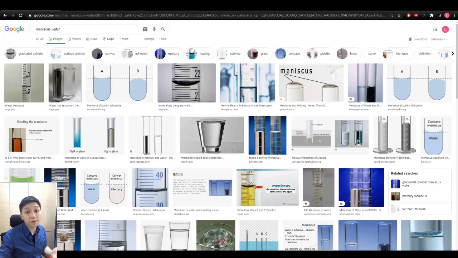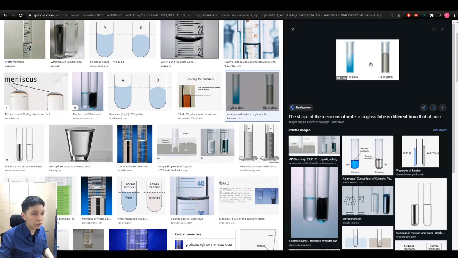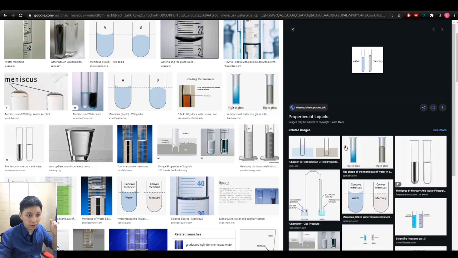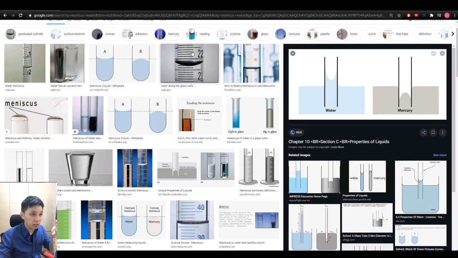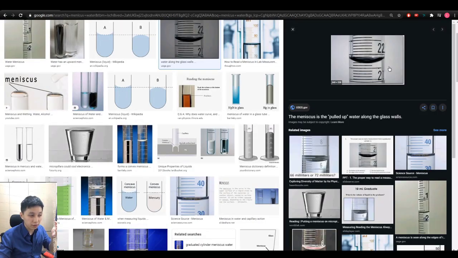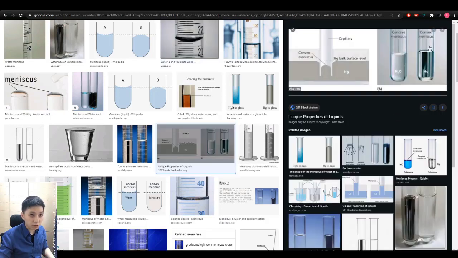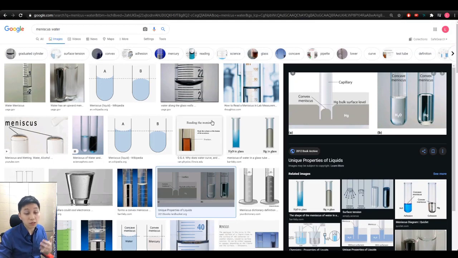Meniscus is due to the surface tension of the water, and for different kinds of substance, it may be different. Even for different temperatures, it will be different as well. For example, when you have mercury, you can see that it is actually inverted instead, right? So for water, it is something like this, curved like this, which is what you will see in this picture, right? But for mercury, it will be the other way around. So it all depends on the material you use.